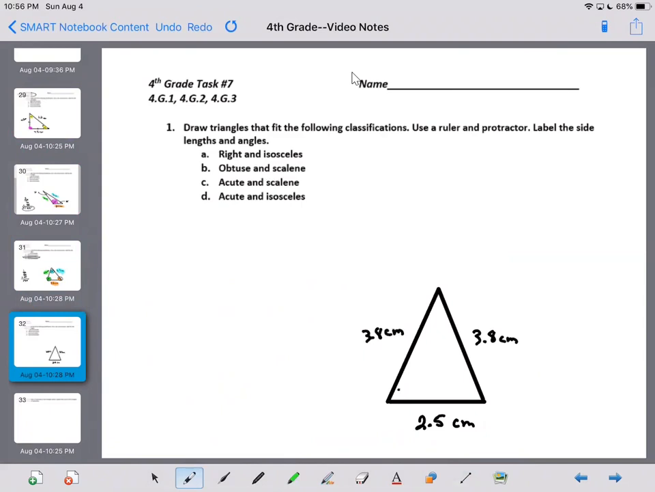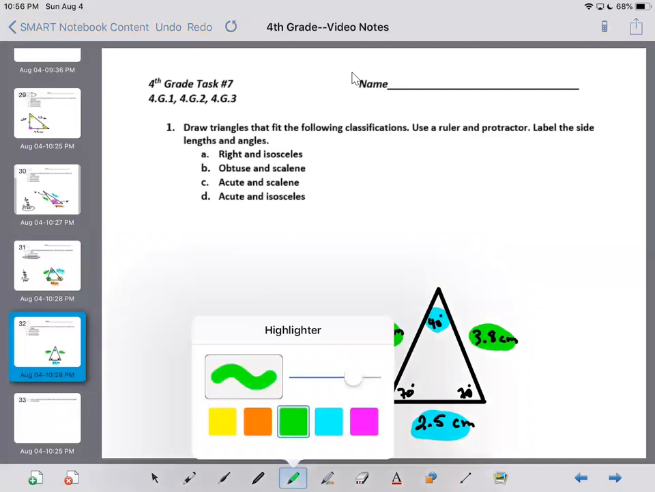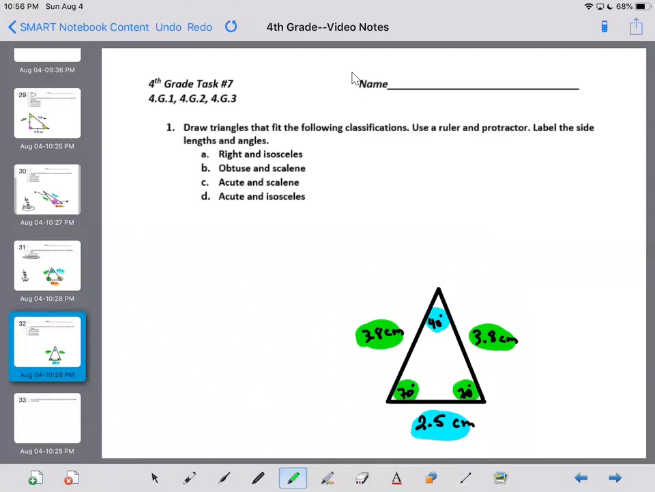That should create a 70-degree angle, and this should be a 40-degree angle. So notice here you've got 3 8/10 and 3 8/10, so there's 2 that are the same. You've got a third one that's not the same. You have a third angle that is different, but you have 2 angles that are the same. And that's going to create your isosceles, because isosceles should have 2 angle measures and 2 side lengths that are the same. And why is it acute? Because you have 1, 2, 3 angles that are less than 90 degrees.